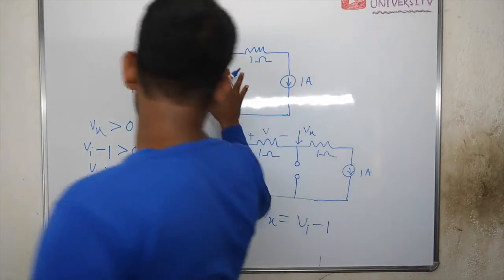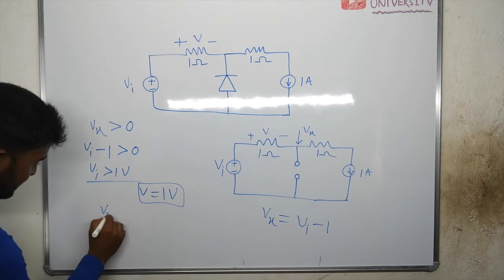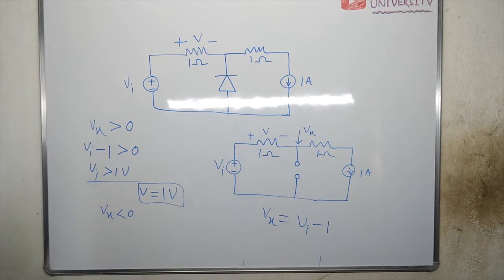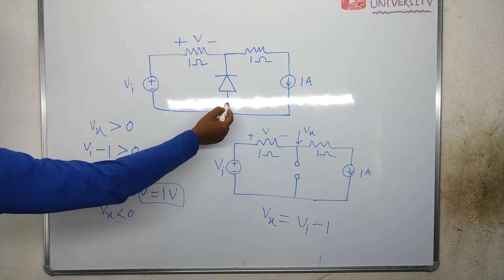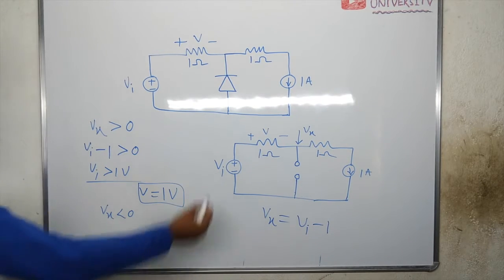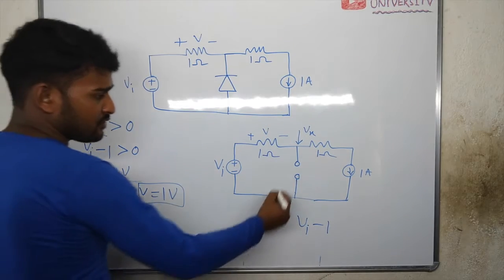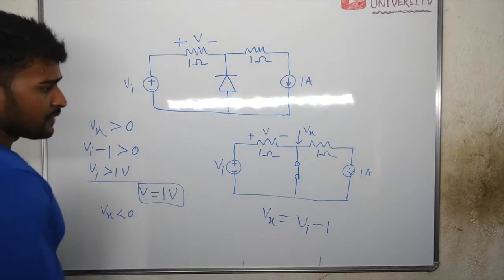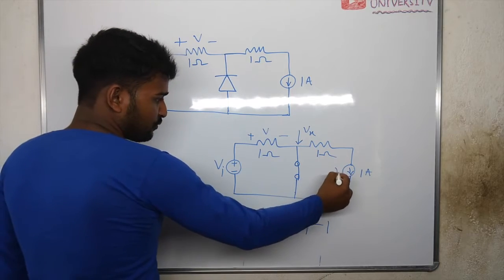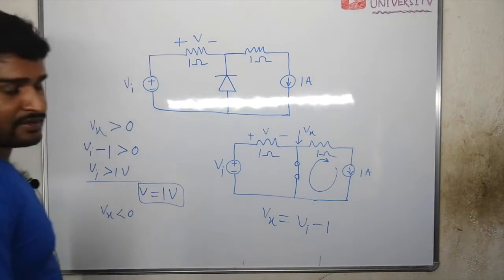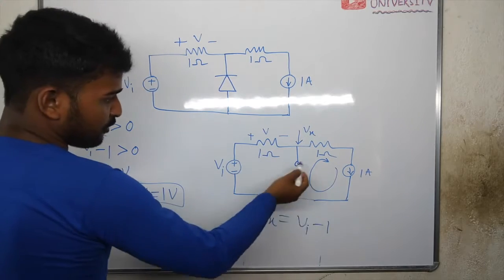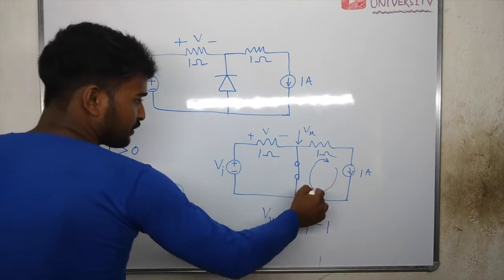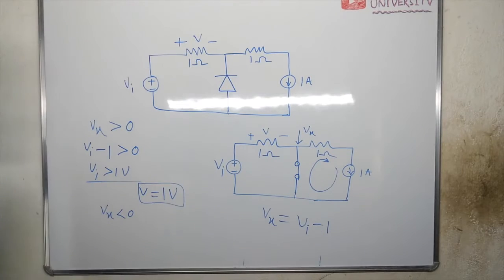And if Vx is less than 0 volt, then what will happen? If this side voltage is less than this side voltage, then this diode will be forward biased and it will be replaced with short circuit. So if you short circuit this diode, this 1 ampere current will flow in this path. It will not flow through this because it will follow the short circuit path, and it will complete the path in this way. Then what is the value of B?